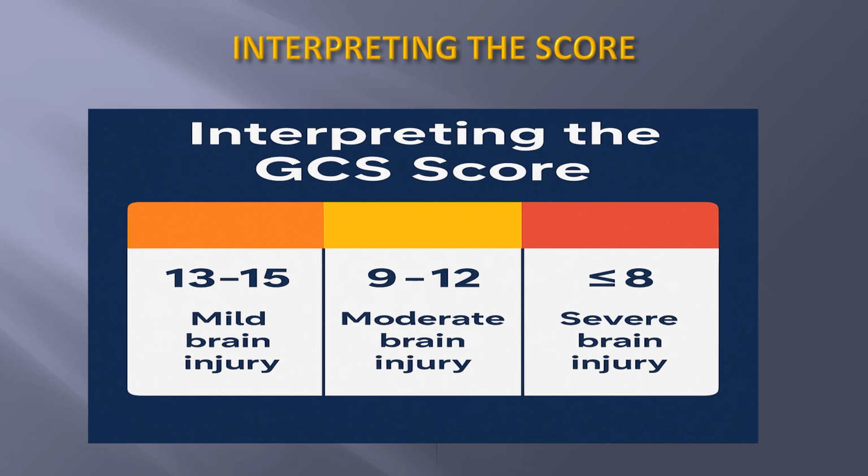When you talk about interpreting, when you say 13 to 15, it is mild brain injury. 15 out of 15 is fully oriented. 13 to 14 is mild brain injury. 9 to 12 is moderate brain injury. Less than 8 is severe brain injury.